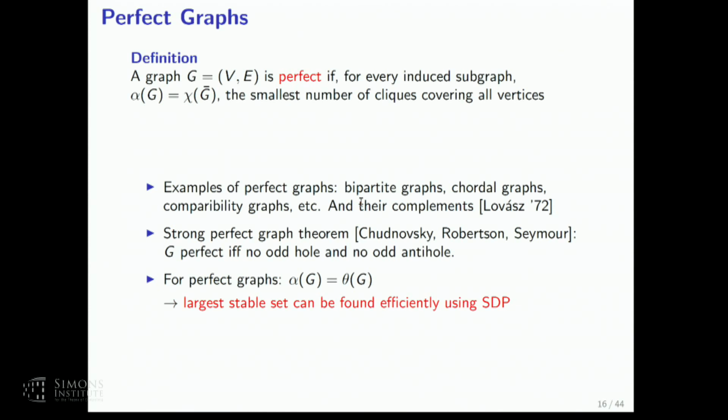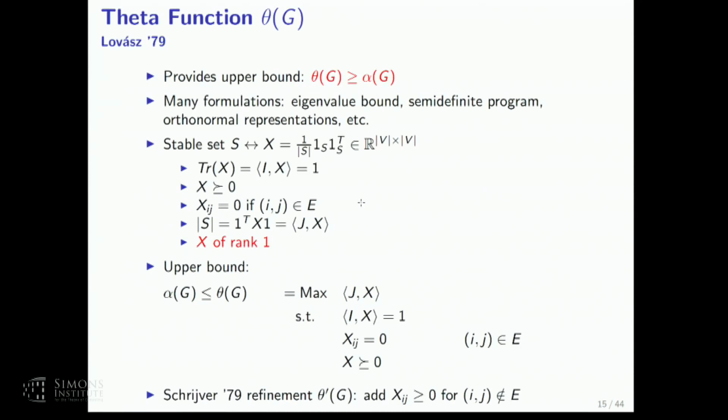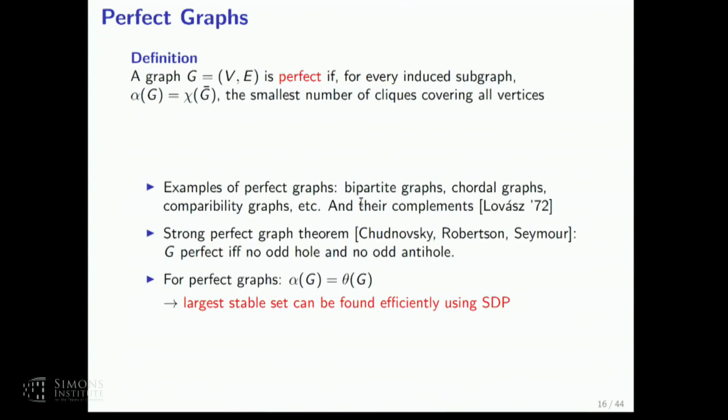Now, the amazing result of Lovász as well is the fact that for perfect graphs, you have equality between alpha of G and theta of G. So you can compute the largest stable set in a graph by solving these semi-definite programs. So that's, as Ben was saying, there is no gap between discrete and continuous optimization. That's the nicest example, in my mind, of really using continuous optimization for solving a deep question in discrete optimization. So the largest stable set can be found efficiently using SDP.